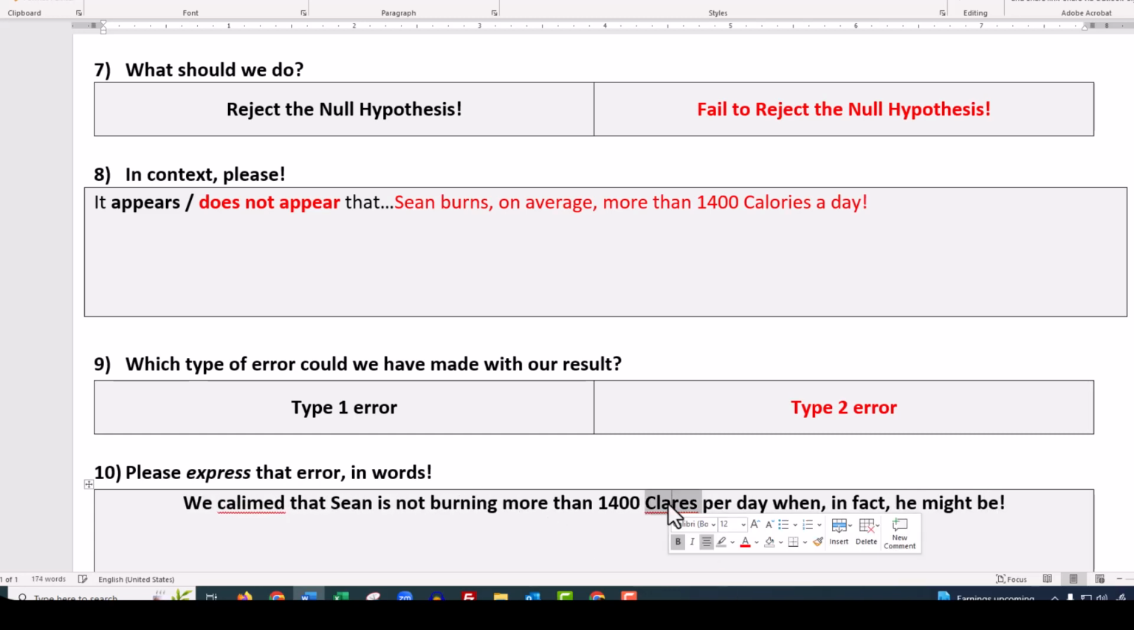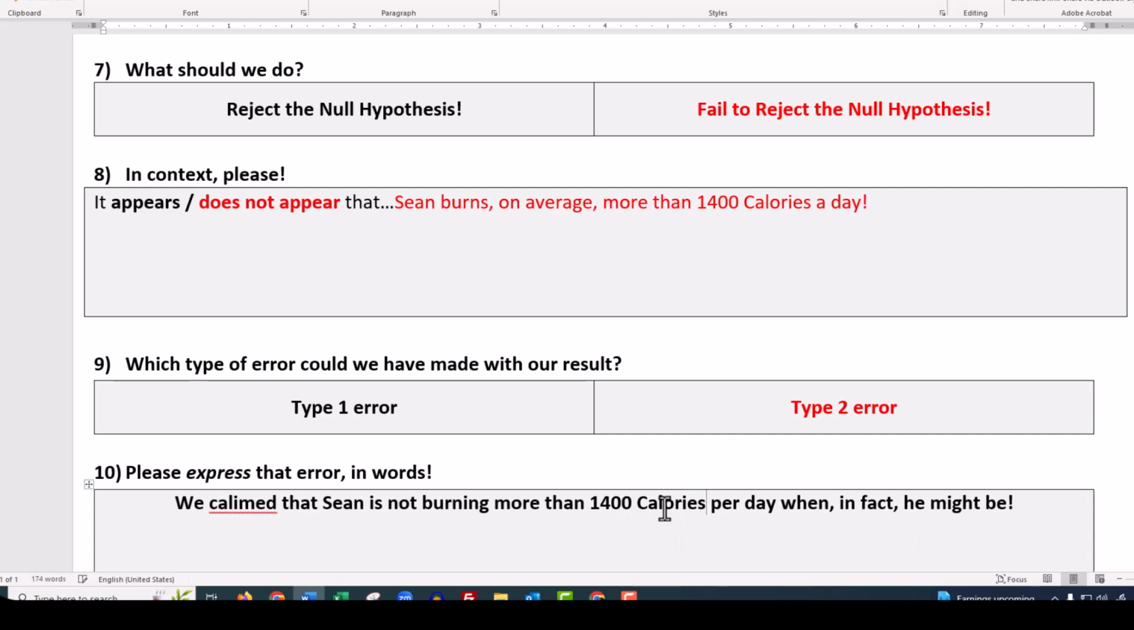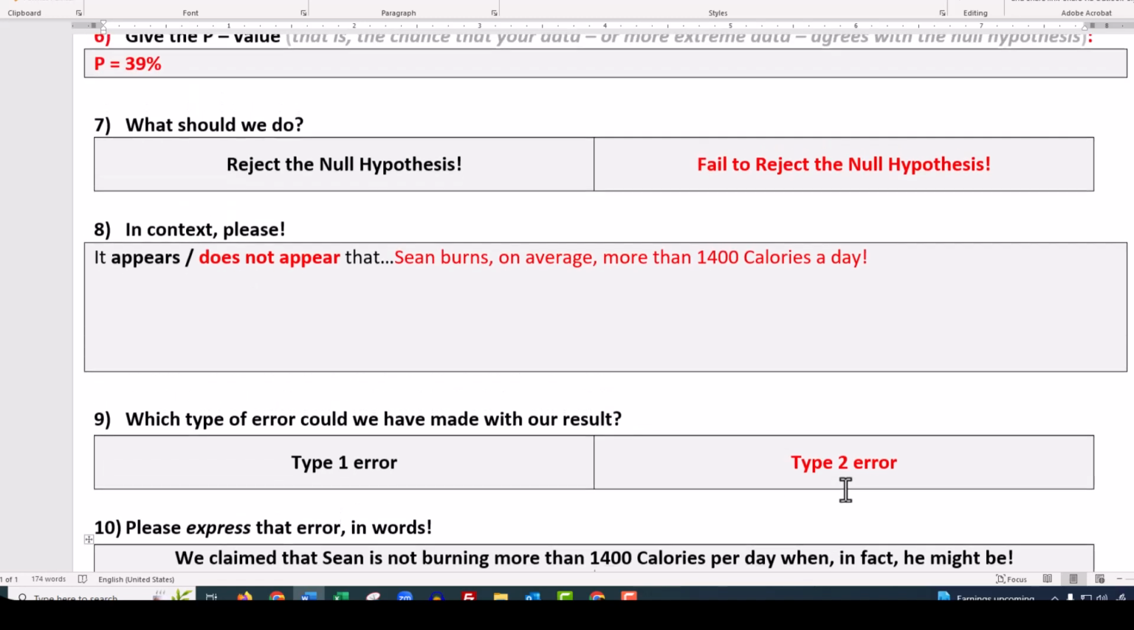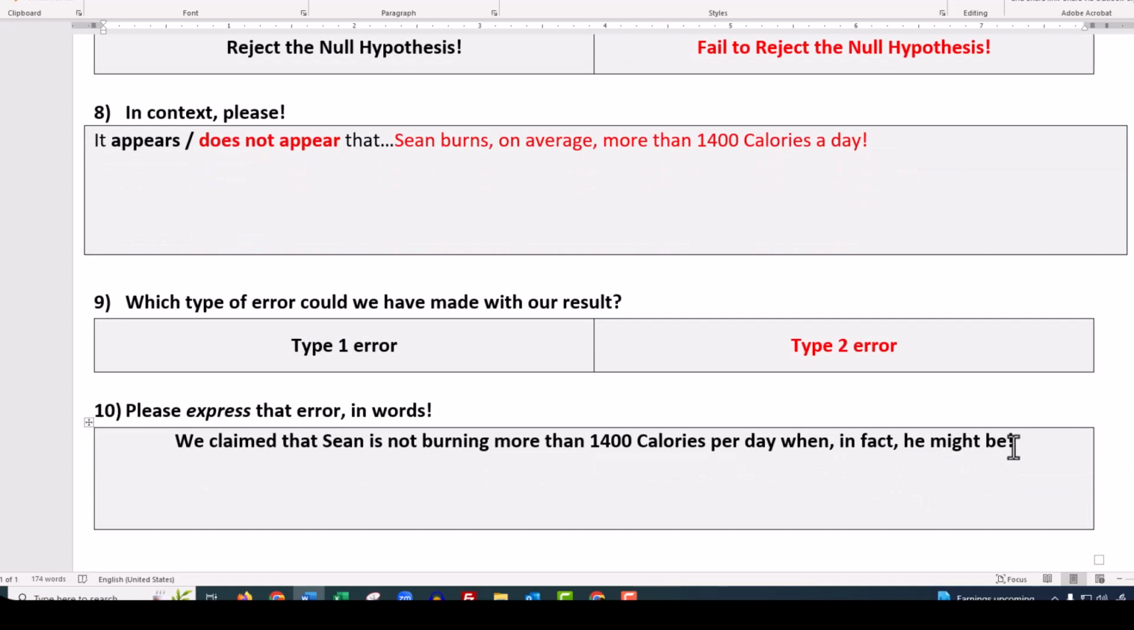And I almost got all those words right. Calories per day. Claimed that Sean. There we go. In fact, he might be. All right, there we go. So that's that, my friends. That's your hypothesis test for Sean and his calorie burns.